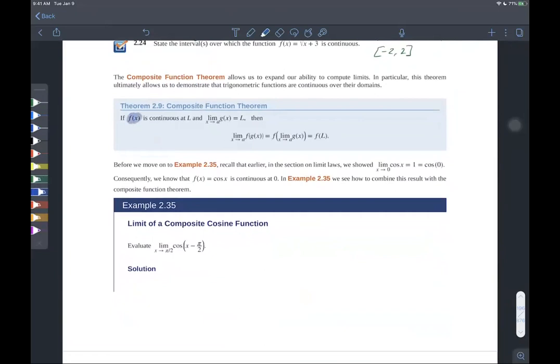If f of x is continuous at L and the limit as x approaches a of g of x is equal to L, then the limit as x approaches a of f of g of x is equal to, notice that f is then applied to the limit as x approaches a of g of x, and that is equal to f of L.